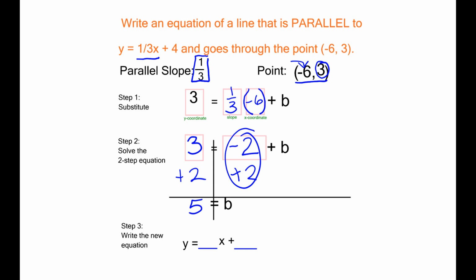So now I just write the new equation. It's going to be y equals 1/3, because that's my parallel slope, 1/3 x plus 5. And that's the equation of the line that would go through -6, 3 and be parallel to y equals 1/3 x plus 4.